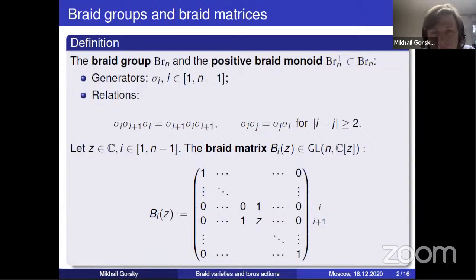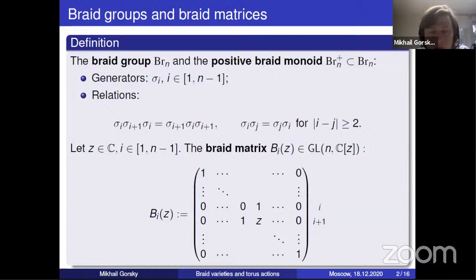So we have the braid group, and inside it we have the positive braid monoid with generators sigma_i, which correspond to transpositions in some sense, but we do not require them to square to the unit, and relations which are all the usual braid relations. So for neighbors we have the braid relation, and for far generators we have a commutation relation. The braid monoid is when you take only non-negative powers of sigma_i without inverses. So when I speak about positive braids, I will refer to some product of sigma_i's, and in a sense we can think of a word in the generators sigma_i.